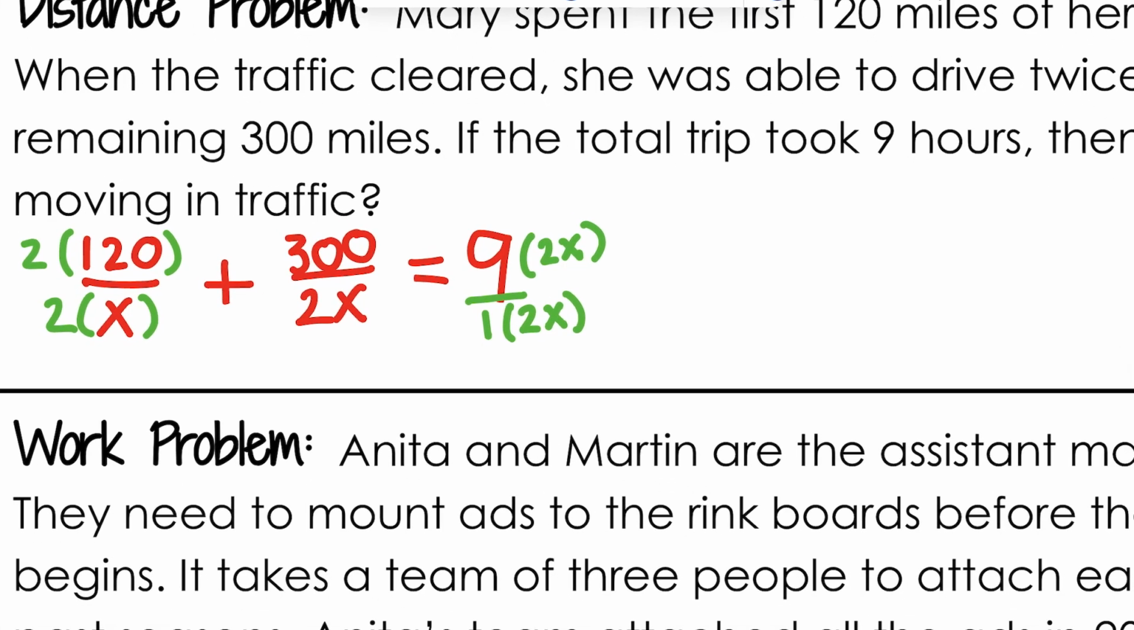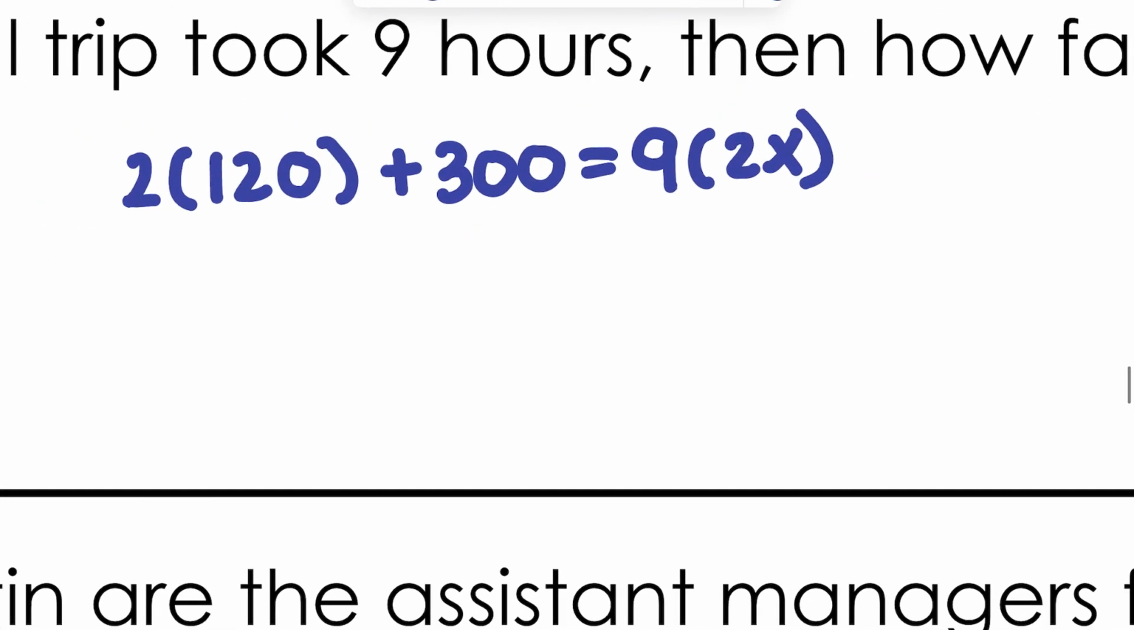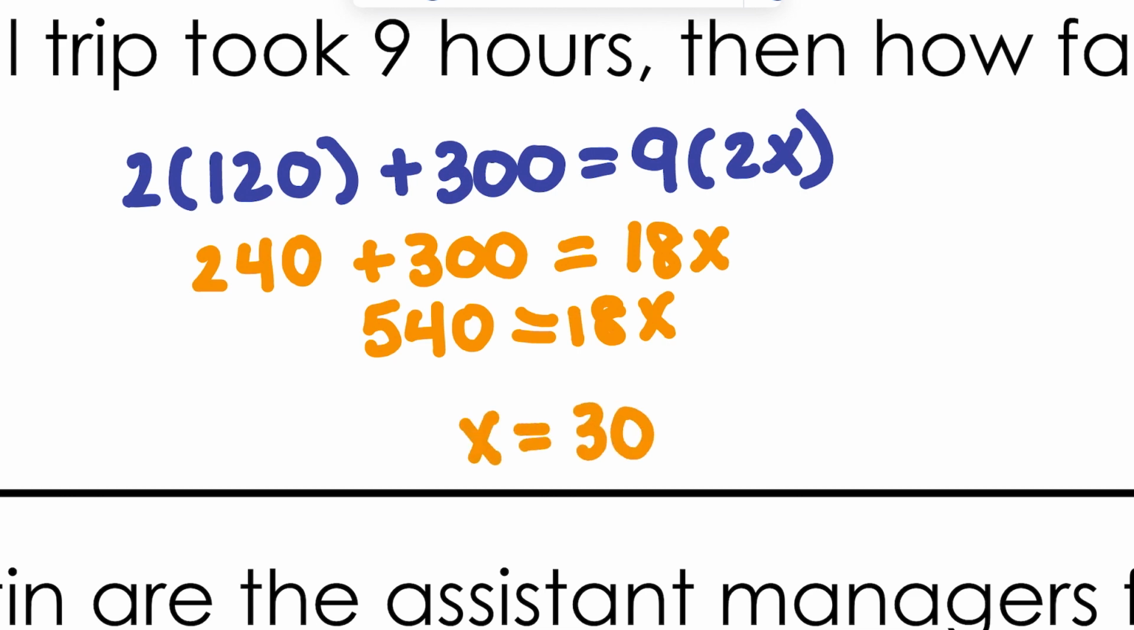Now all of the denominators are the same, so I can just take the numerators. 2 times 120 plus 300 equals 9 times 2x. And we are going to go ahead and solve. So 2 times 120 is 240. And 9 times 2x is 18x. 240 plus 300, that's 540, equals 18x. Divide both sides by 18, and we get x equals 30.